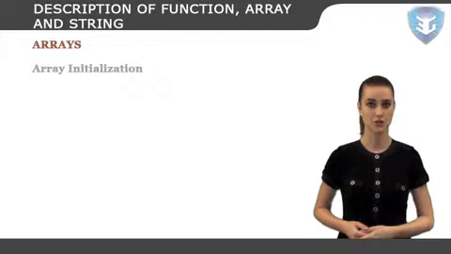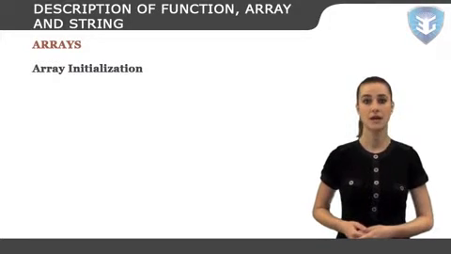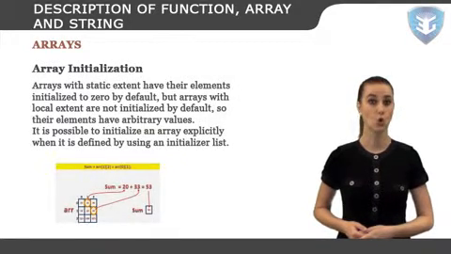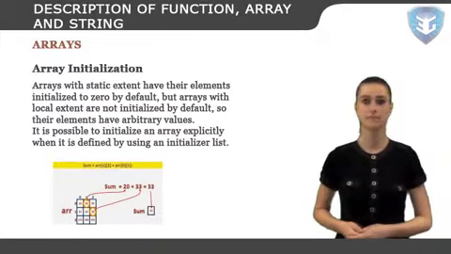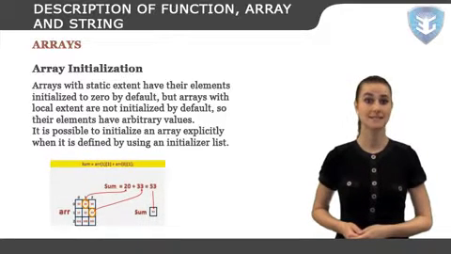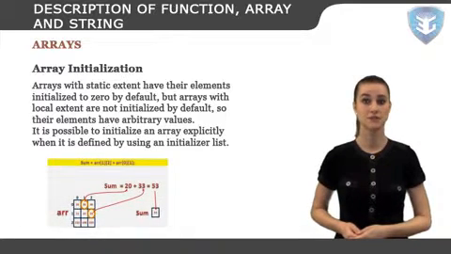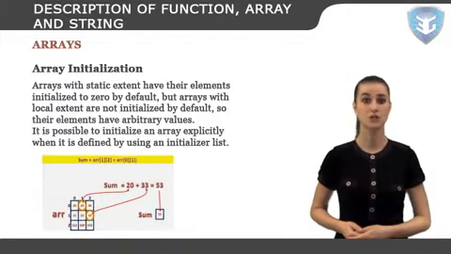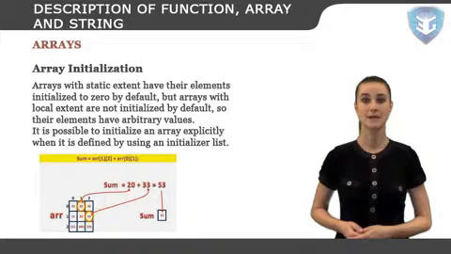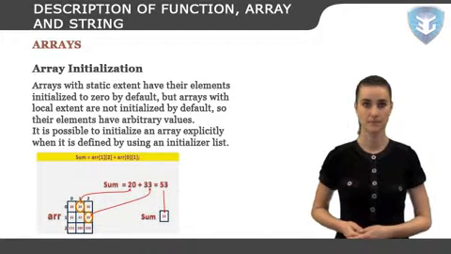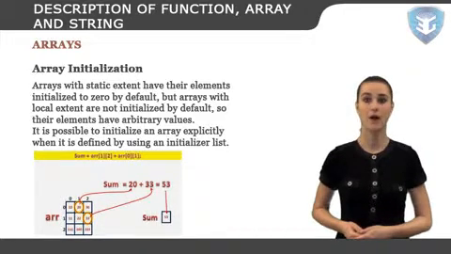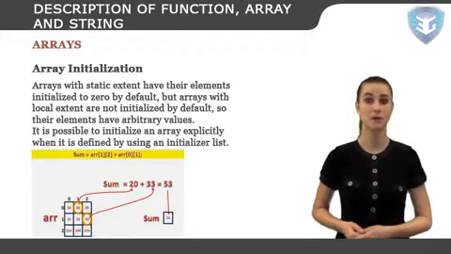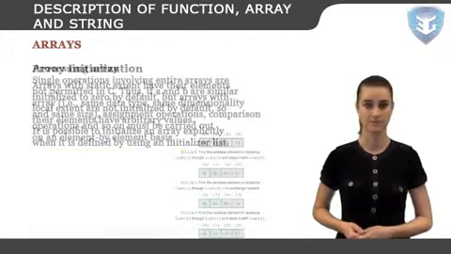Array initialization. As for any other type of variable, arrays may have local, external, or static scope. Arrays with static extent have their elements initialized to 0 by default, but arrays with local extent are not initialized by default, so their elements have arbitrary values. It is possible to initialize an array explicitly when it is defined by using an initializer list.